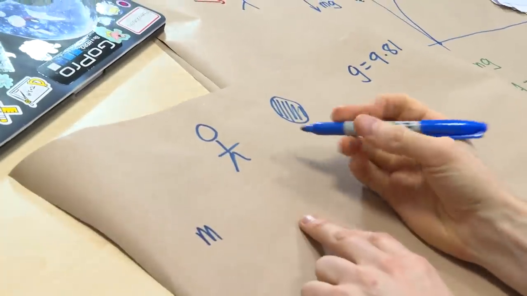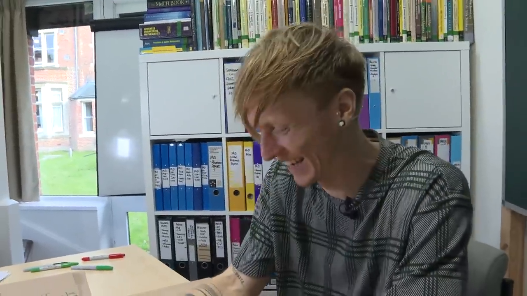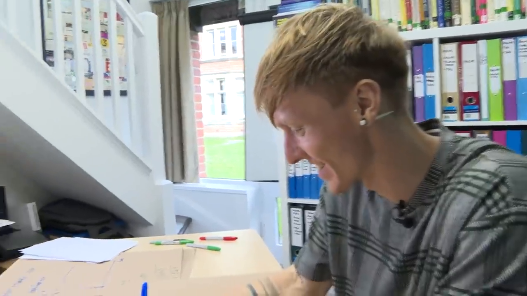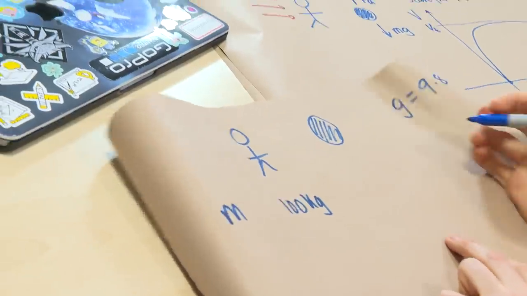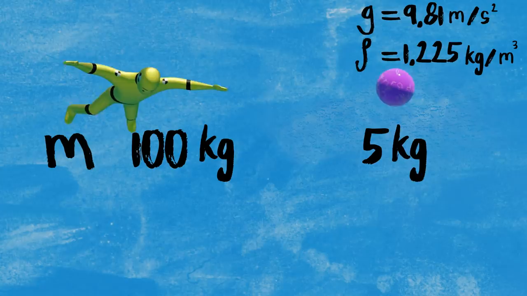The mass, m, that matters. A human, 100 kg-ish. That's quite heavy, but it's a round number. It's a nice number. We like nice numbers. We're going 100 kg. A bowling ball, I think around 5 kg. They're about 8.5 pounds, I think. So 5 kg.